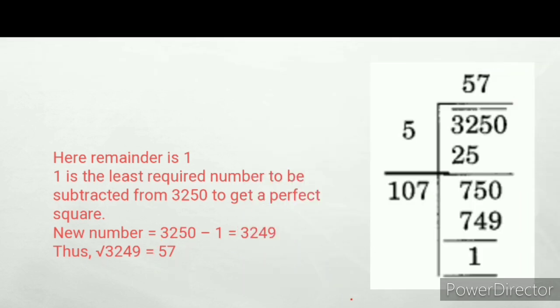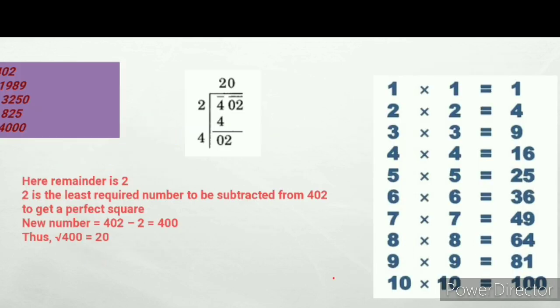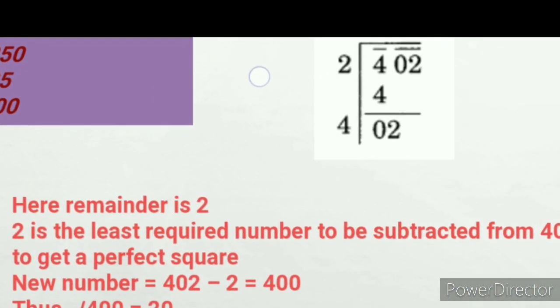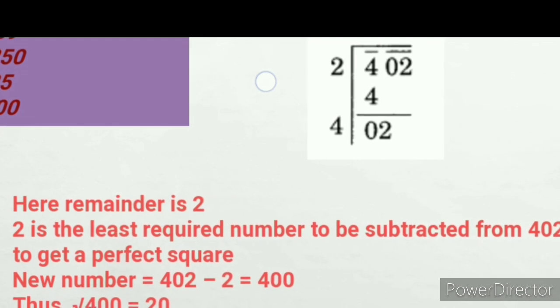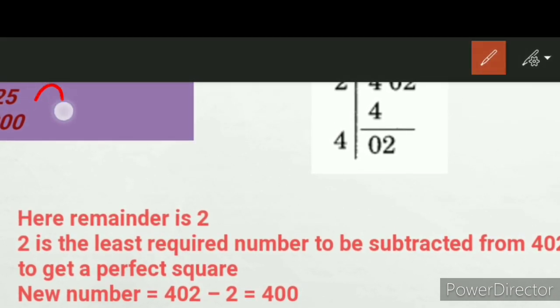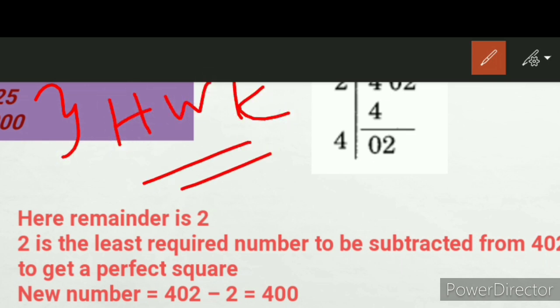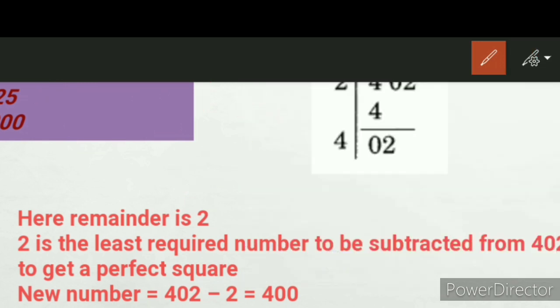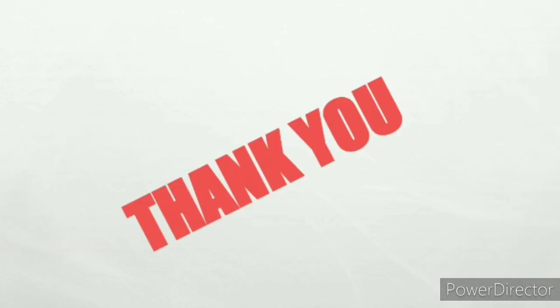Practice two questions as homework. See these two problems, 825 and 4000. These two are homework. You try. If you don't understand, you can call me. Next class we'll find, by adding the least number, how to convert a non-perfect square into a perfect square. Thank you.